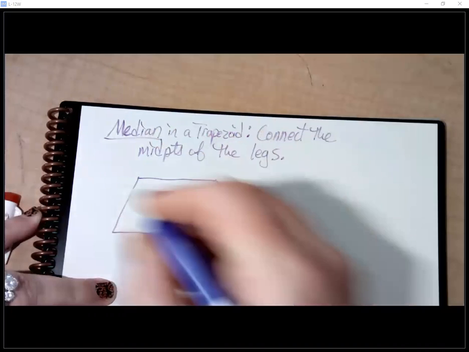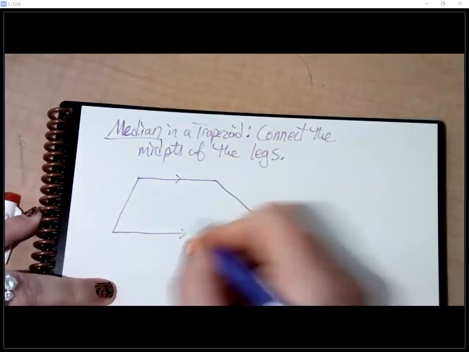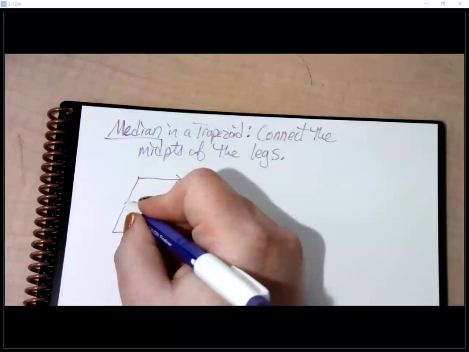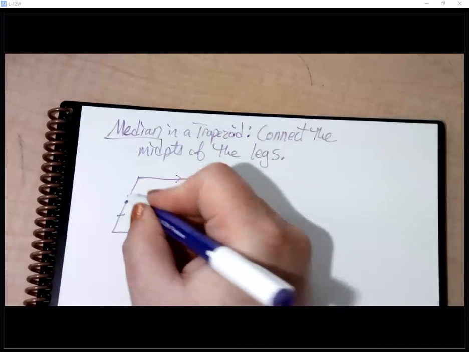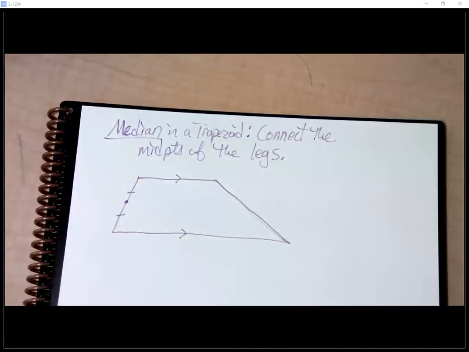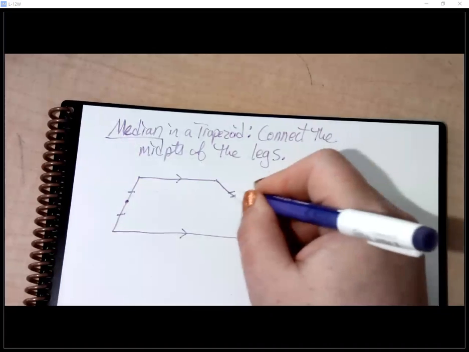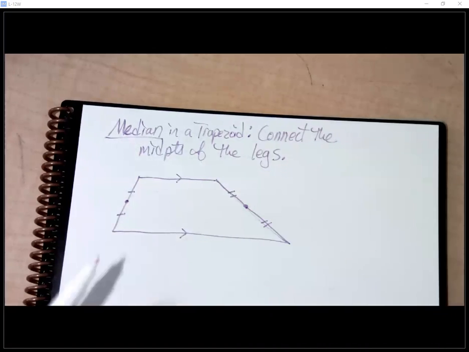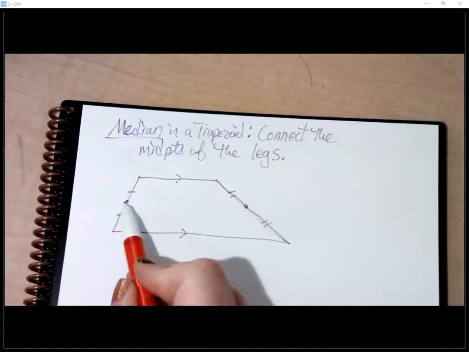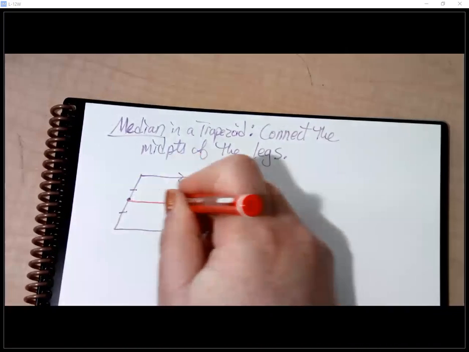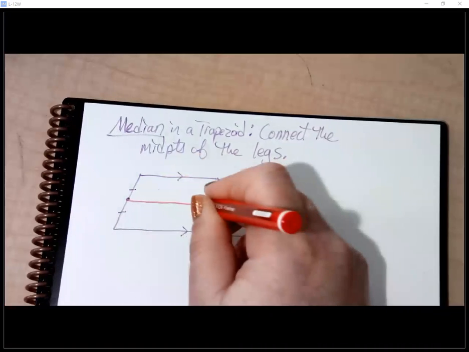Okay, so I have my pair of parallel sides. If I wanted to draw a median in a trapezoid, I need the midpoints of each of the legs. Remember, the legs are the sides that are not parallel. So there's about a midpoint. If I sort of eyeball it here, there's another one. So when I connect these, that is the segment we refer to as the median in a trapezoid.